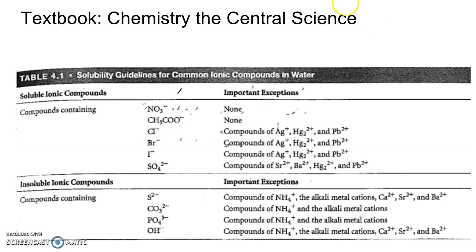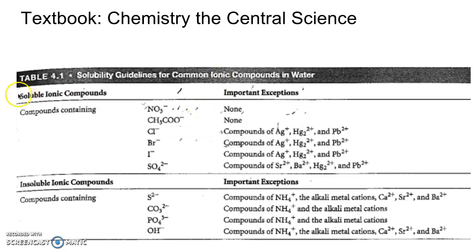So this is the chart from your textbook that I've linked for your homework. This is the solubility guidelines for common ionic compounds in water. So this is not all of them. This is just the common ionic compounds, meaning it has a metal and a non-metal part.